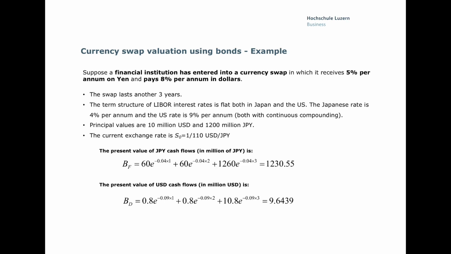The present value of the Japanese cash flow is 1,230.55 million yen, while the present value of the US dollar cash flow is $9.6439 million. To determine the value of the swap, we multiply the foreign bond value with the spot exchange rate and subtract the value of the domestic bond. According to this definition, it follows that the value of the swap is $1.543 million.